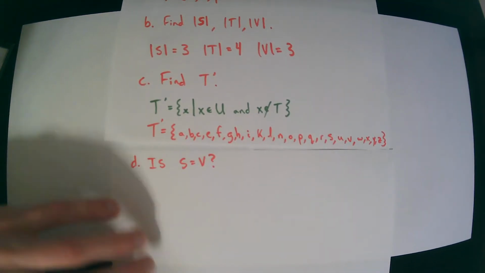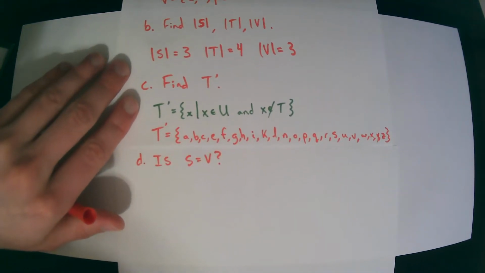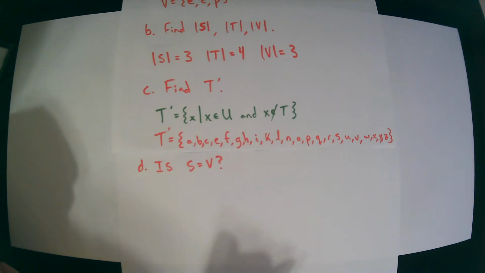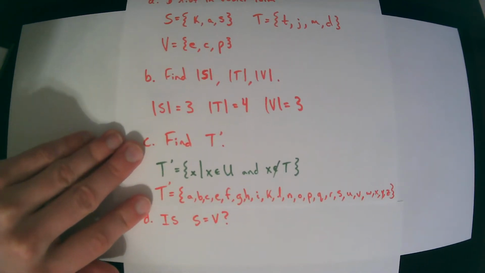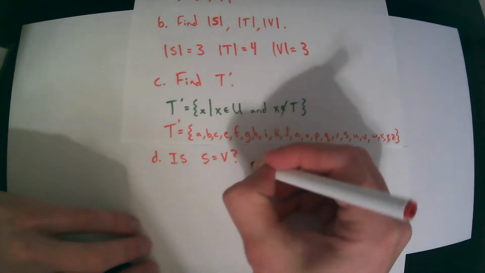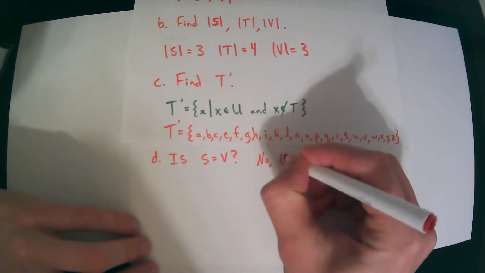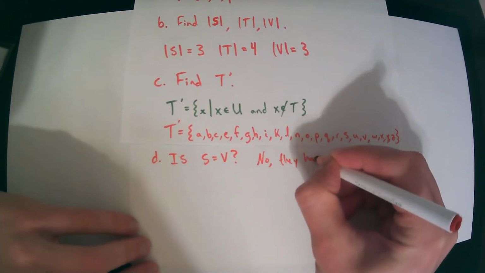Is S equal to V? Well, remember, for S to be equal to V, they should have exactly the same units. They don't, right? S is K, A, S, V is E, C, P, so the answer is no. They have different elements.